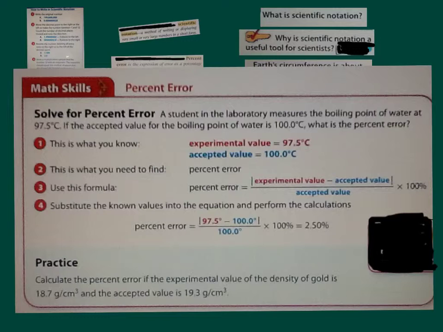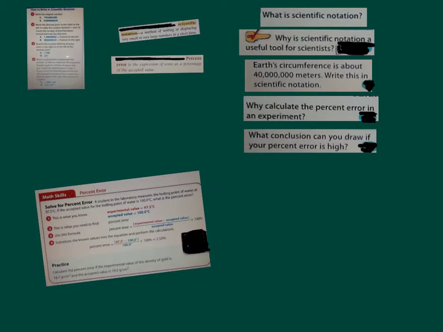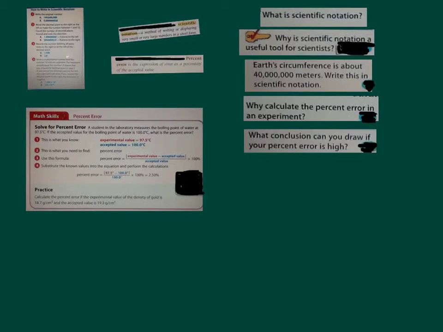Okay, so the last thing I want you to do, now that you've done that exercise, I want you to write these questions down in your journal and answer them. Why calculate the percent error in an experiment? That's one question. I want you to write it down and answer it from the information we just talked about. The last question I want you to answer is this one. Write it down and answer it in your journal. What conclusion can you draw if your percent error is high? Those two questions, I want you to write down and answer them in your science journal.